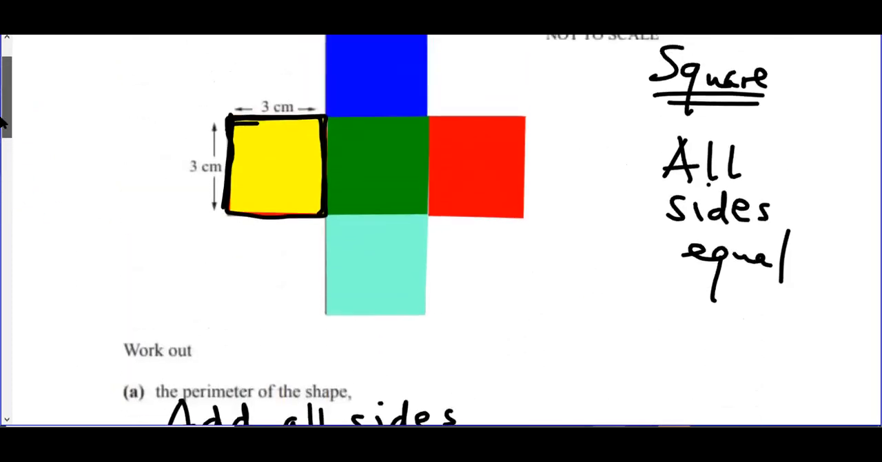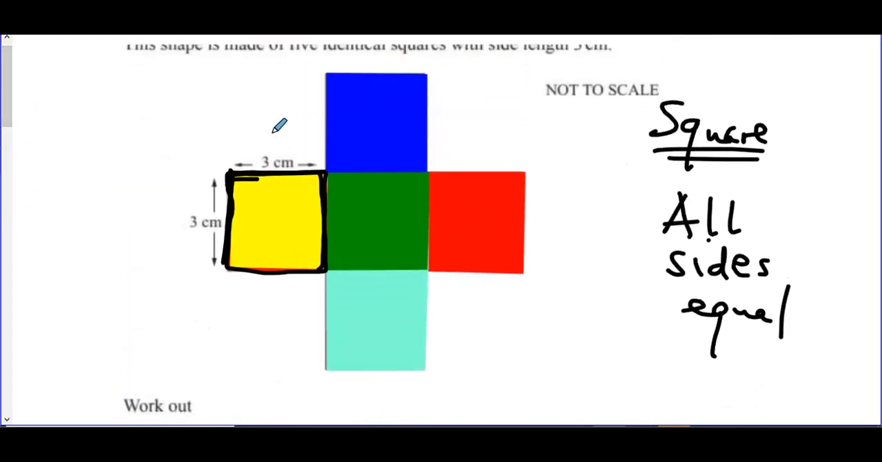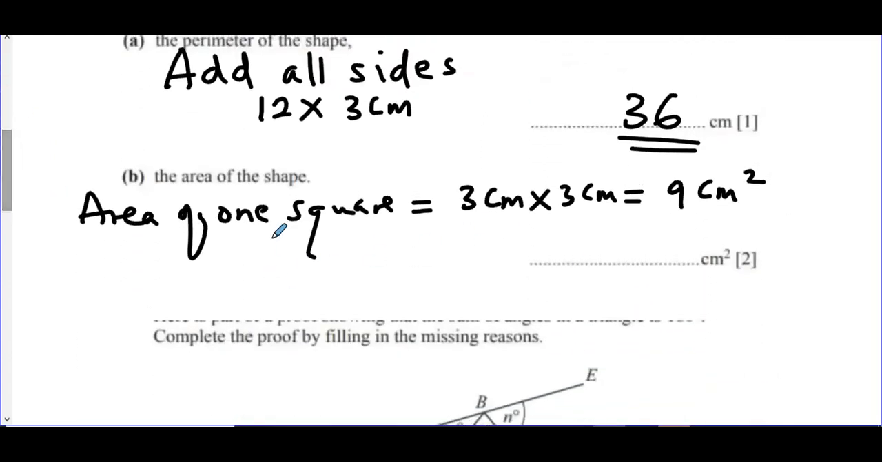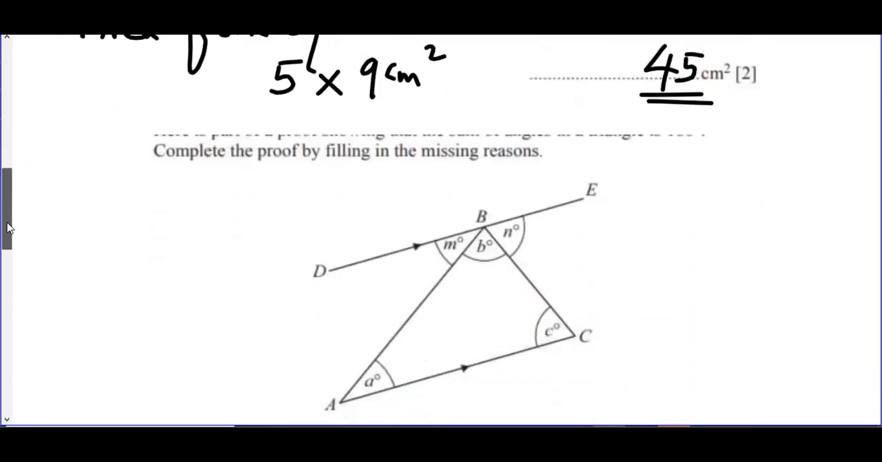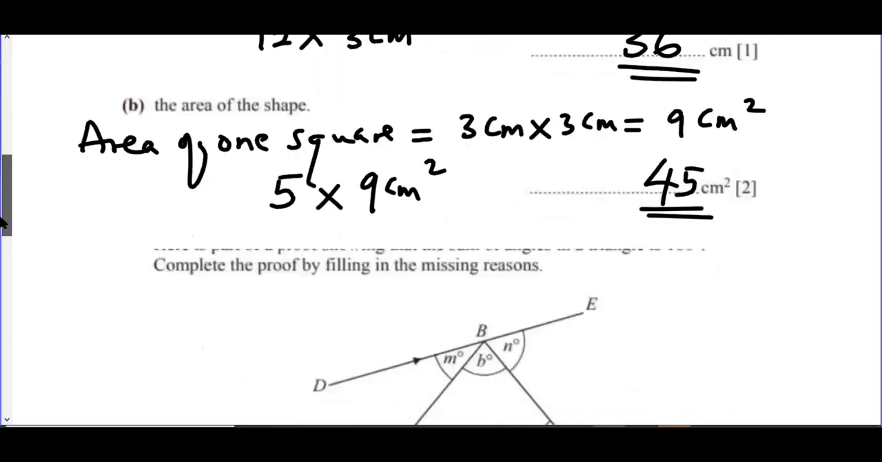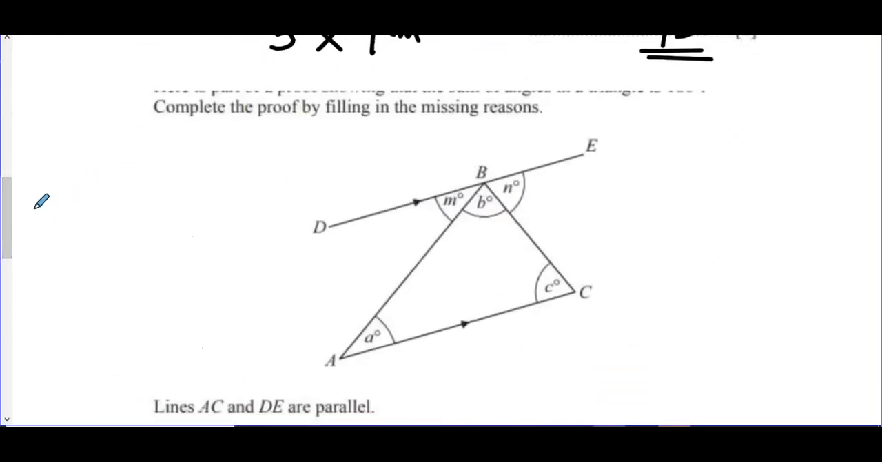Now, because there are 5 identical squares, 1, 2, 3, 4, 5, take the area of 1 square multiplied by 5. So 5 multiplied by 9 centimeters square. 9 times 5 is 45 centimeters square. That is my answer. Okay, so I hope that is clear. Let me go to the next question.